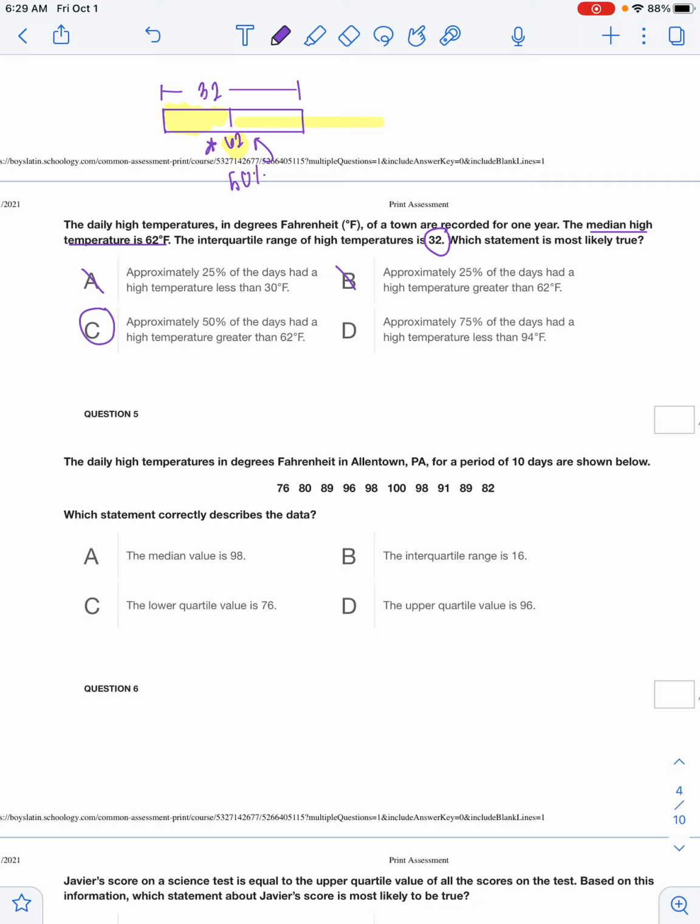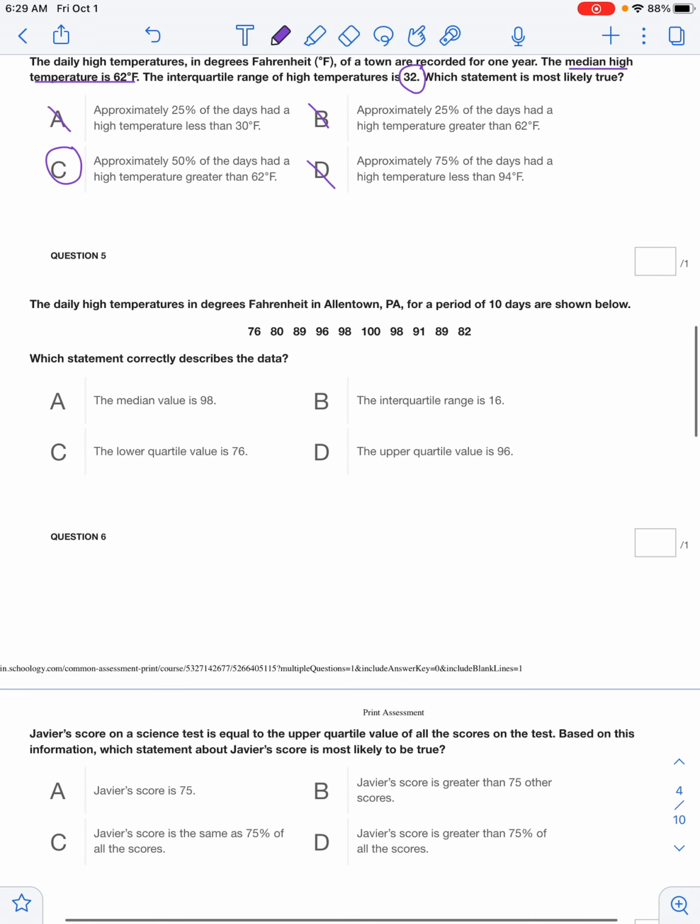D says 75% of the days had a high temperature less than 94. Well, we know that that's wrong for the same reason A is wrong, or potentially wrong, I should say, because it's possible that 62 is the median and Q1 could be 64. There could just be a ton of data points here between 62 and 64, and then maybe the maximum is even less than 94. So we just don't know what Q3 is or what the maximum and minimum are based on the information that's been given.